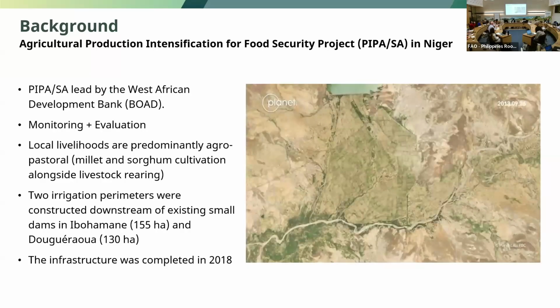The intervention itself was called the Agricultural Production Intensification for Food Security in Niger, which was led by the West African Development Bank, also called the BOAD. Sorry about the really confusing French acronym.